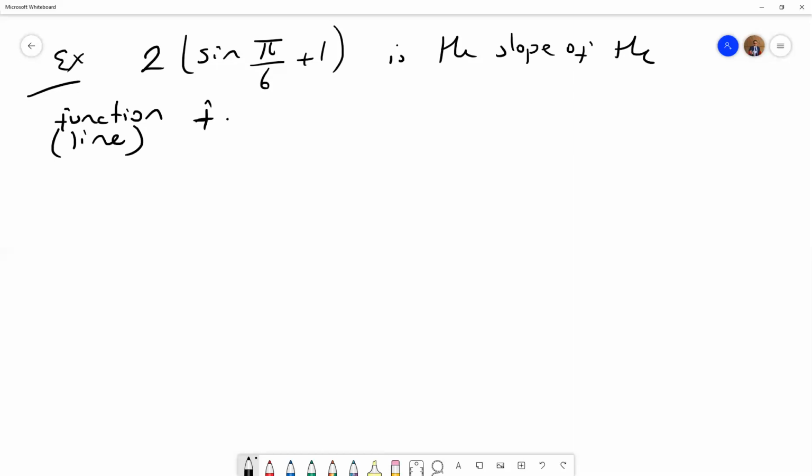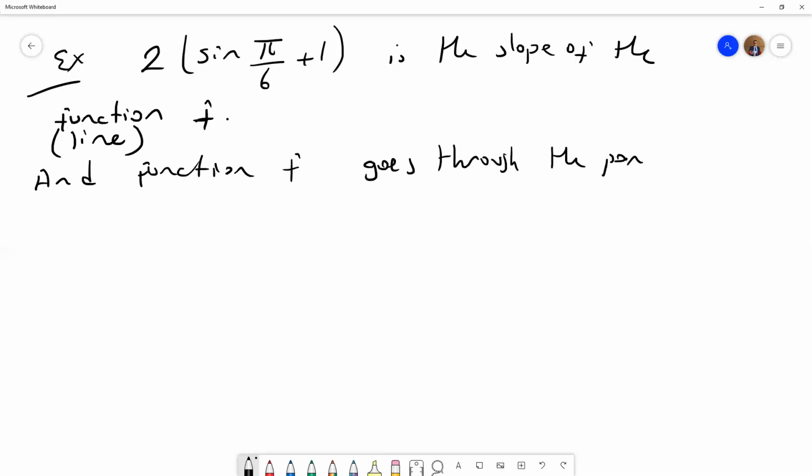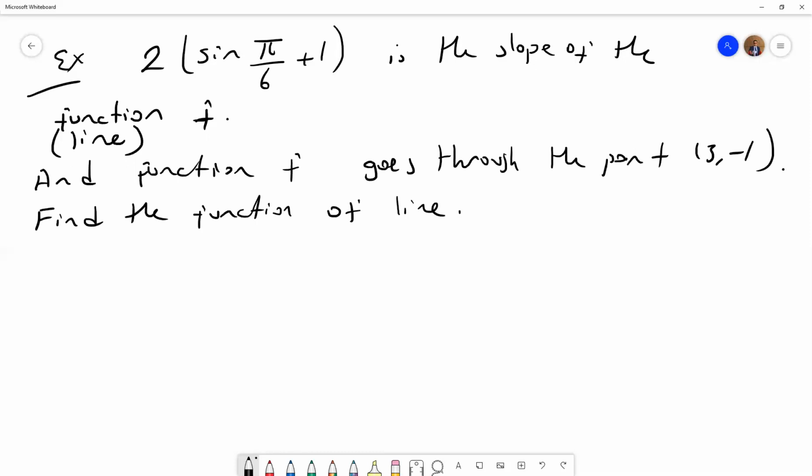Yeah, and function f goes through the point (3, -1), and the question is find the function f. Find the function of the line, or whatever. We may also write line in spite of this function, and it's okay.